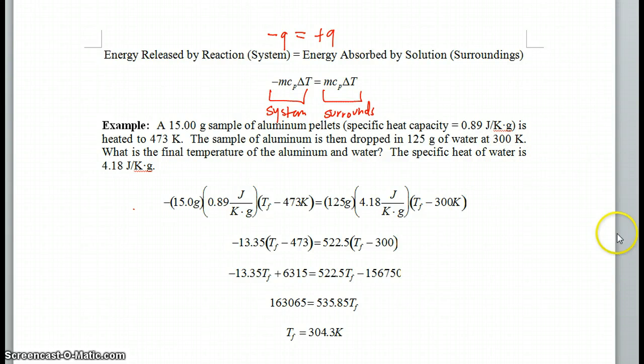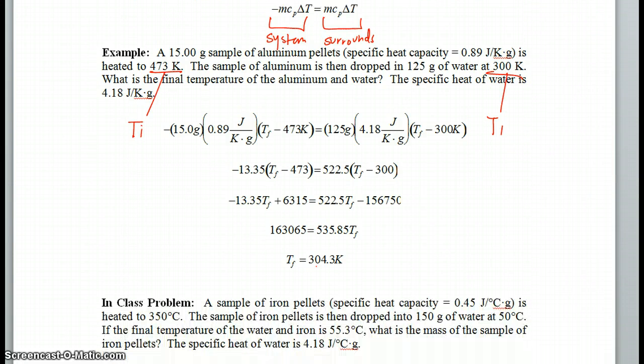Okay, so let's look at a particular example. You have 15 grams of aluminum. You're given the specific heat for that, and it's heated to 400 degrees. Then that aluminum is dropped into 125 grams of water that has its own initial temperature. Okay, then they're combined, and the question is, what is the final temperature? So the final temperature is always going to be the same for both.